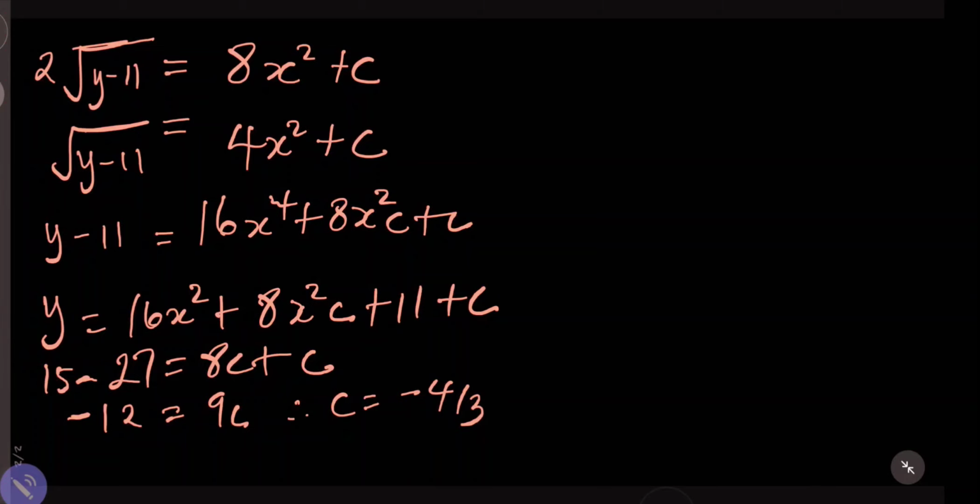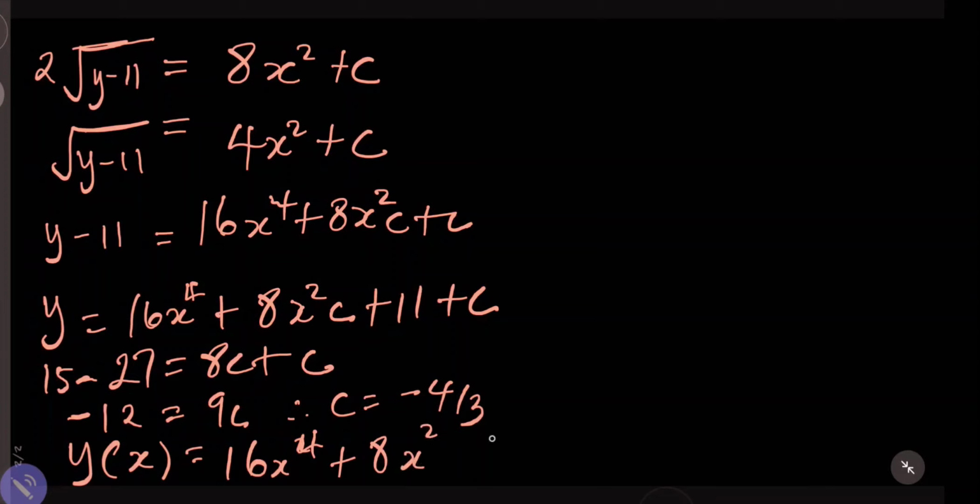So now that our c is minus 4 over 3, this also means that our general formula, that's y of x, would be 16x squared. Sorry, that was a little mistake. This is supposed to be x raised to power 4. 16 x raised to power 4 plus 8x squared.